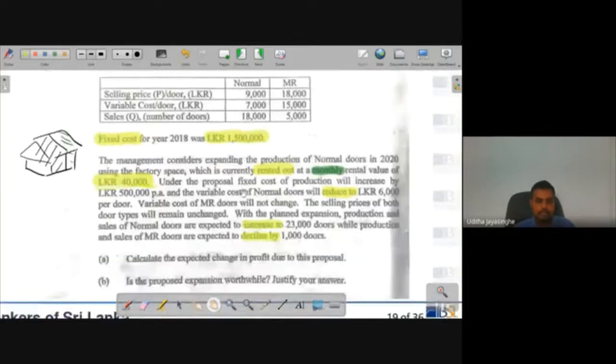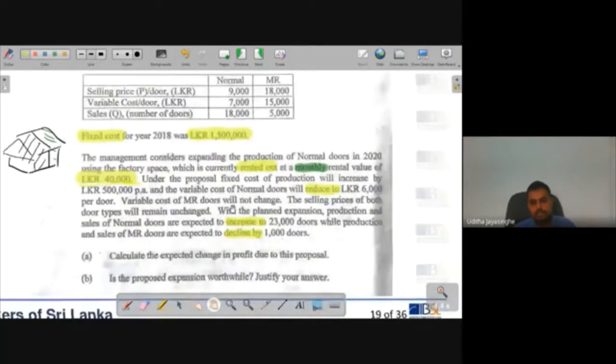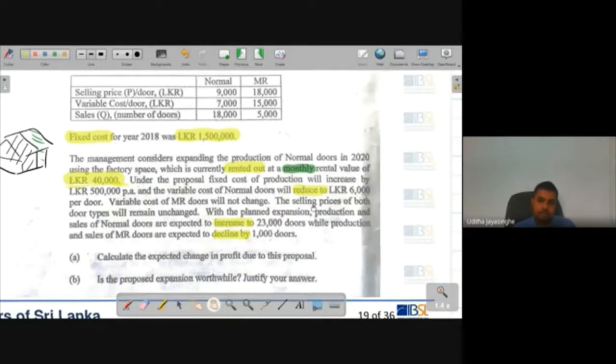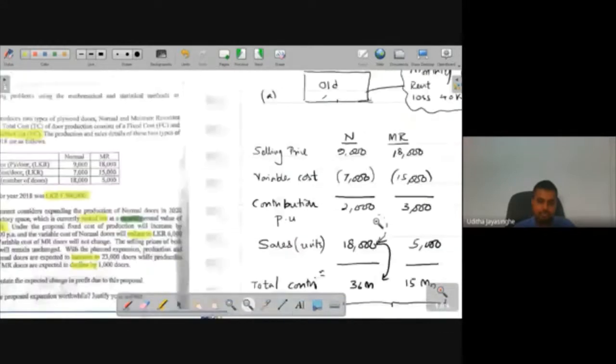The second part is, is the proposed expansion worthwhile? So obviously, for an expansion to be worthwhile, what do we expect? We expect some expansion of wealth or profit or any return. If that is the case, we can say it is worthwhile. But if it is the other way around, if it is diminished or deteriorated, we can say it's not a good expansion. Okay, let's quickly go to my drafted answer in order to save time.